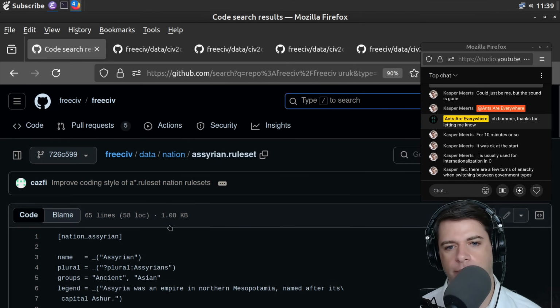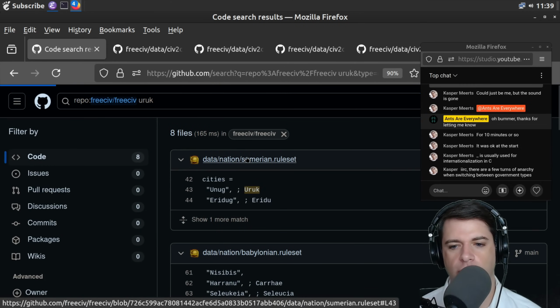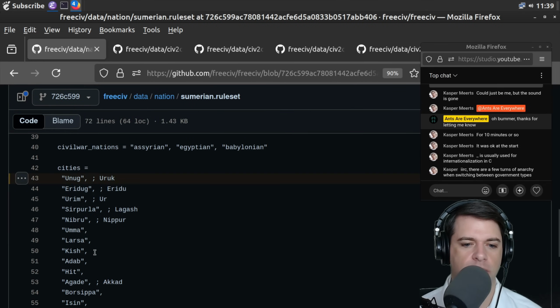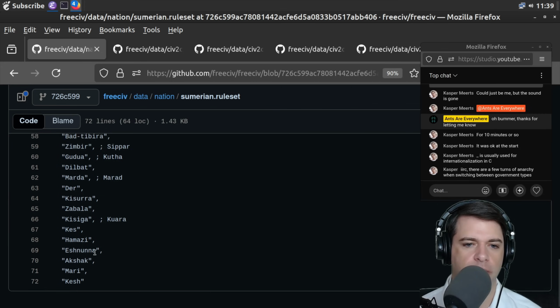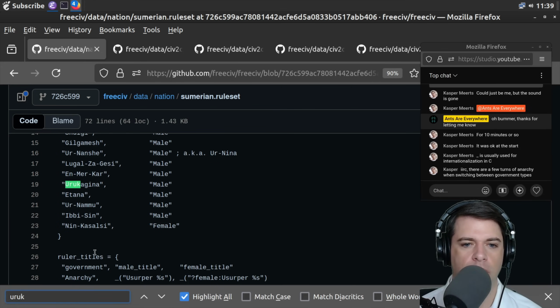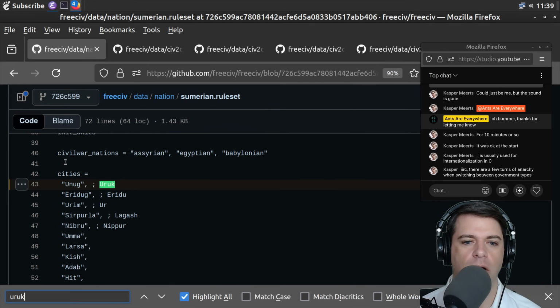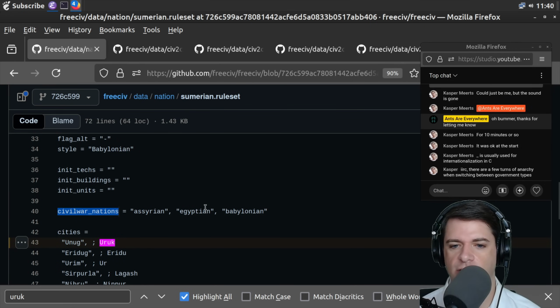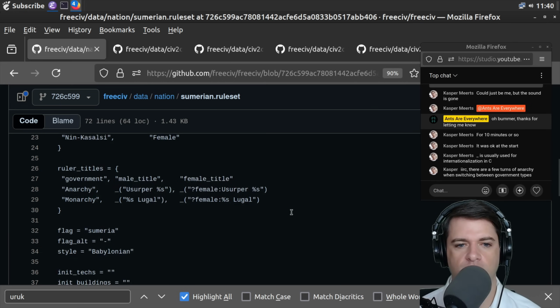Is Uruk Assyrian? Is there like a Mesopotamian one? Sumerian. Yeah, so these are the Sumerian ones. Somewhere in here is Uruk, presumably, because that's how I found this file. Okay, Onog is Uruk. Iridug is Eridu. Maybe this is closer to the original Assyrian title. And the Civil War nations are Assyria, Egyptian, and Babylonian. I don't know if that means that after a civil war you might split up into these nations.